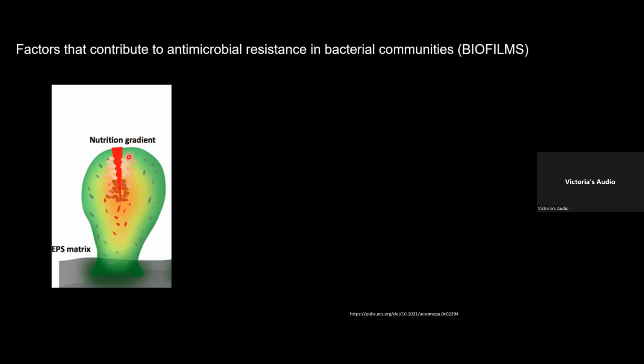Some of the factors that contribute to that: first, when they exist as a biofilm, like I mentioned, there's a nutrient gradient. So you have cells in the center of the biofilm being dormant and less accessible to nutrients, whereas cells on the outer part, towards the surface of the biofilm, are much more active and have higher access to nutrients. If some of you have a background in microbiology, the mode of action of some of the antibiotics that we use is that they target cellular processes in active cells.